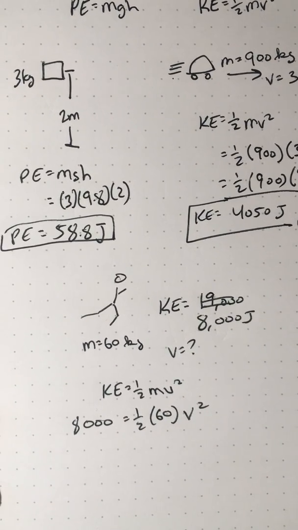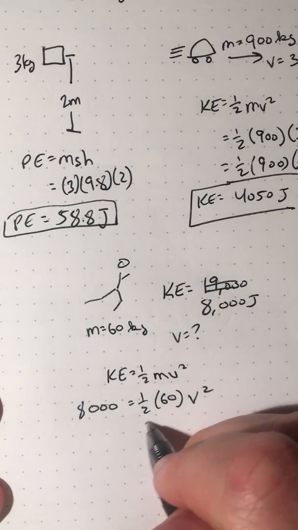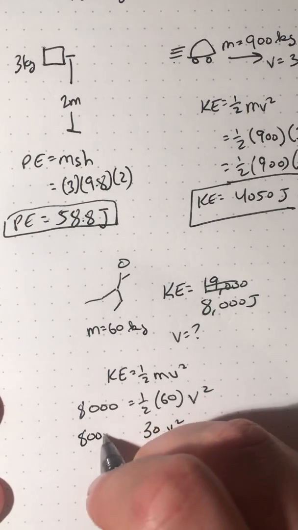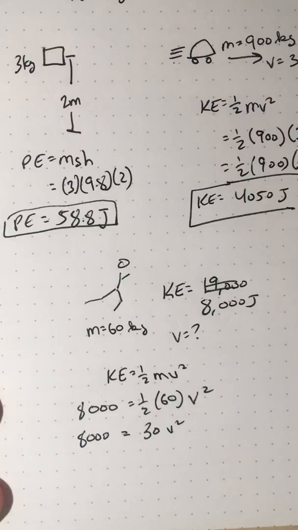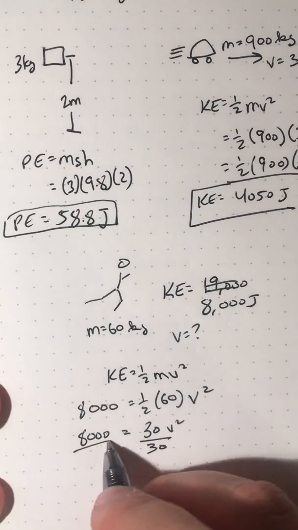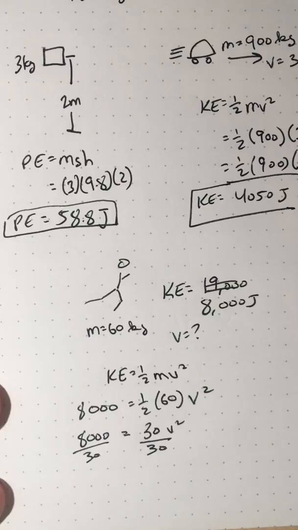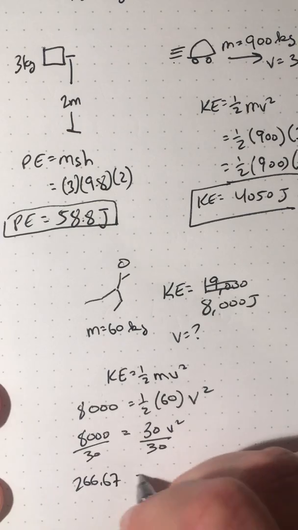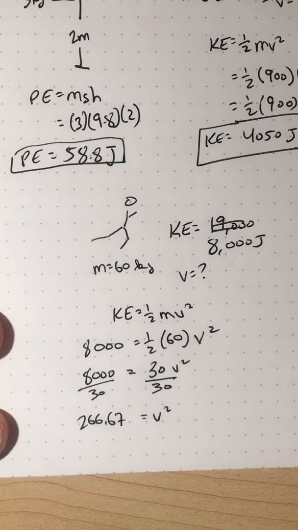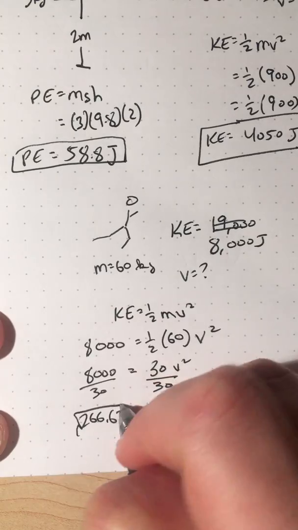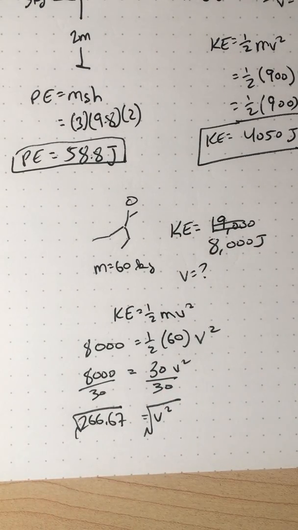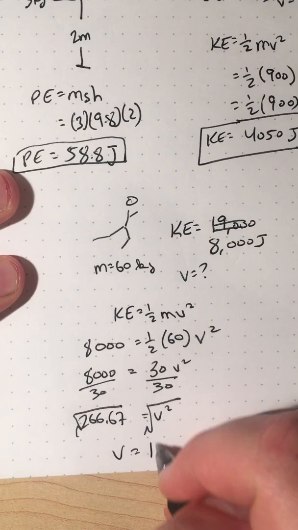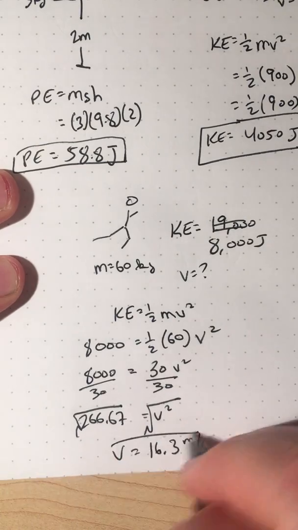There are a few ways of doing this. I think what I would do is do my half of 60 first. So I've got 8,000 equals 30v squared. And then I've got to kind of do PEMDAS backwards. So I've got to get my v squared by itself first. I'm going to start by dividing both sides by 30, and I'm getting 266.67 equals v squared. And then the last step is to square root both sides. I'm left with a velocity of 16.3 meters per second.